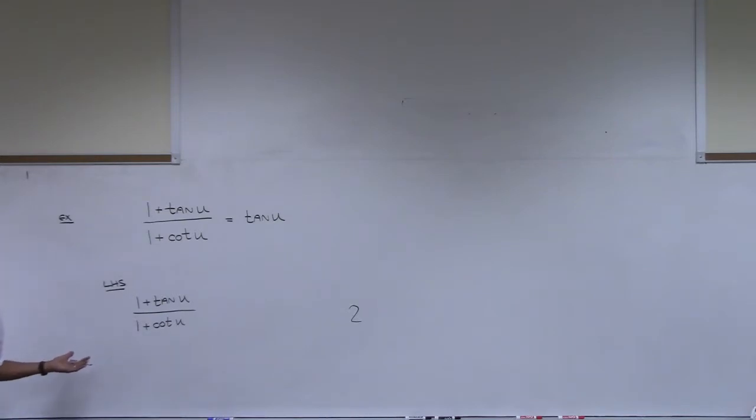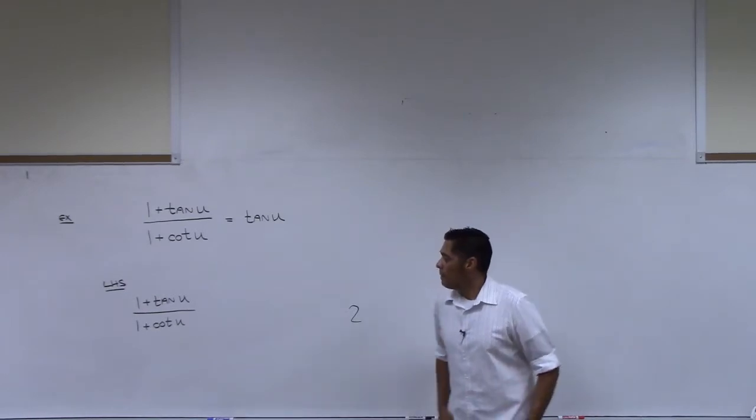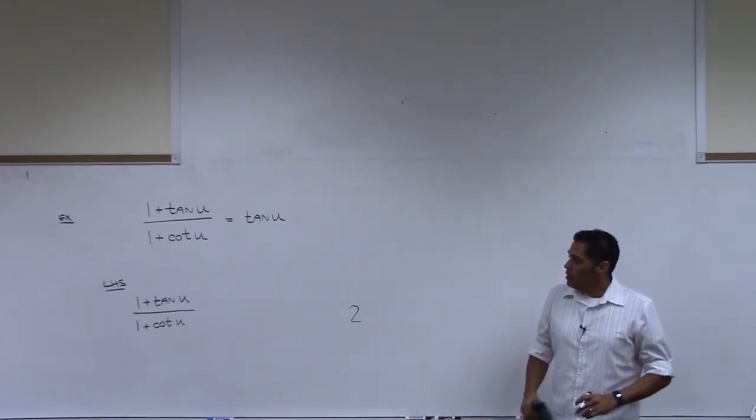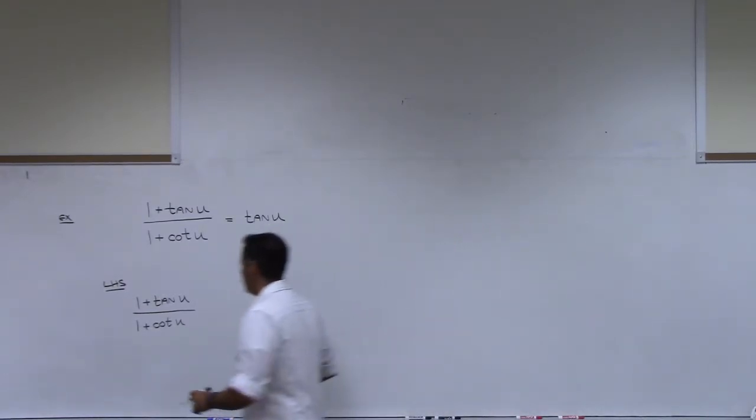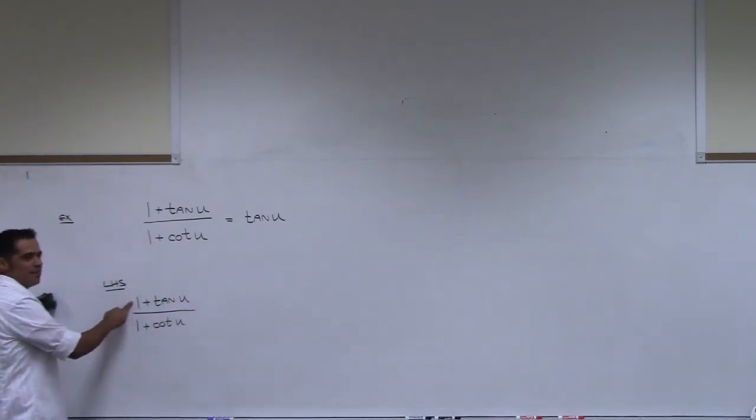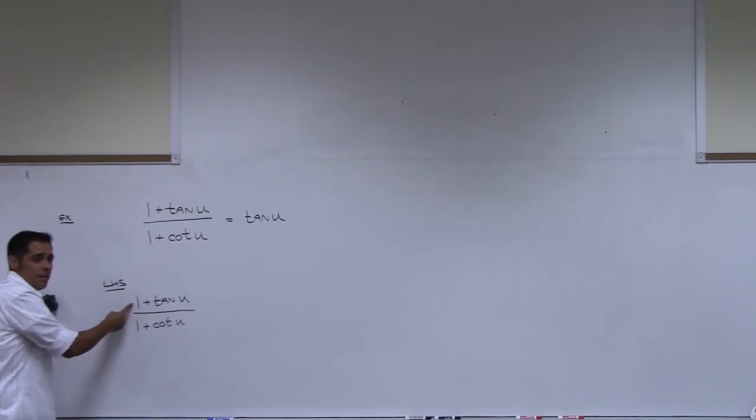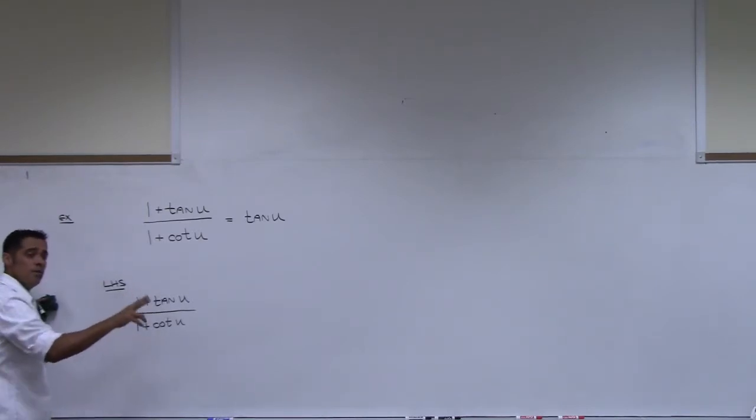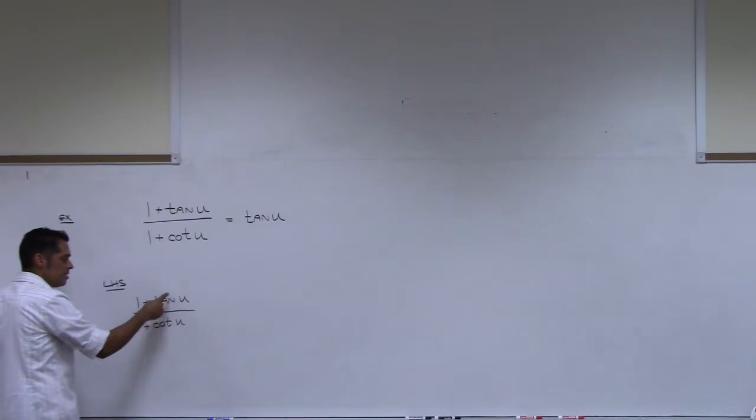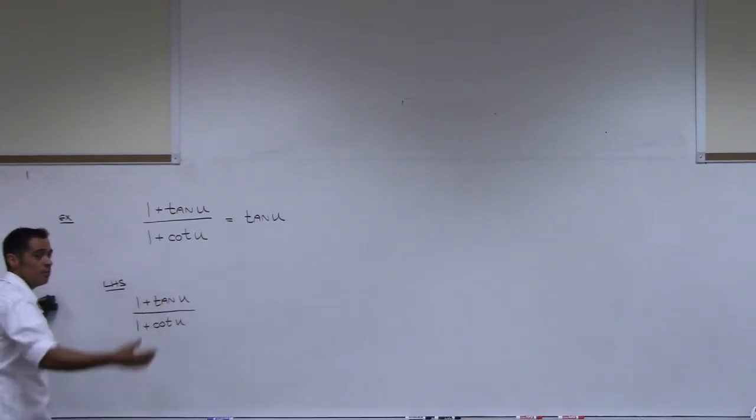Could you change the 1 into sine over sine or cosine over cosine? Yes, absolutely. You could rewrite that 1 however you want. You could rewrite it as tangent over tangent. It's really up to you. I think before we do that, let's try this as sine over cosine, and this one as cosine over sine, just to see. That might help motivate what we do next.